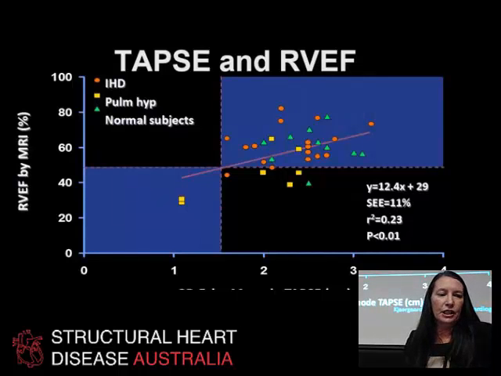And this is actually looking at MRI values in patients who have ischemic heart disease, pulmonary hypertension and also normals. And you can see there again that the ejection fraction by MRI is very nicely predicted by the TAPSE of 15.